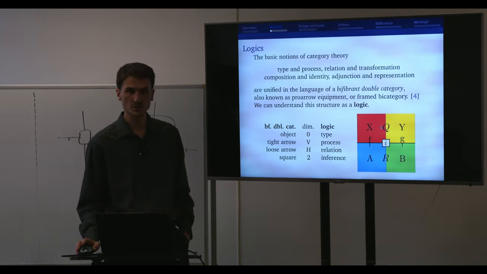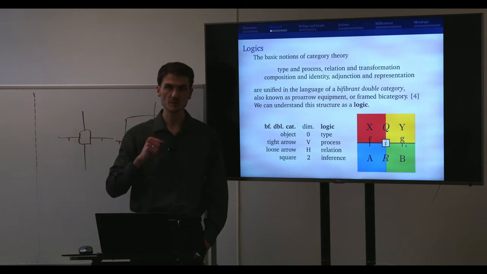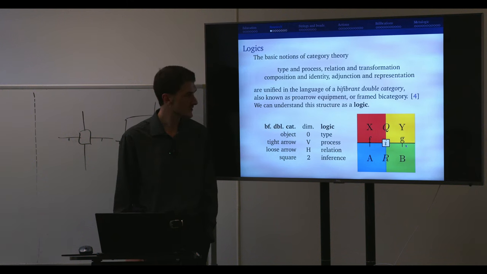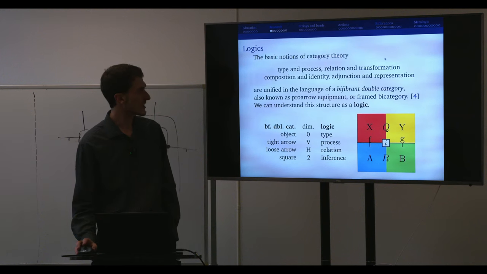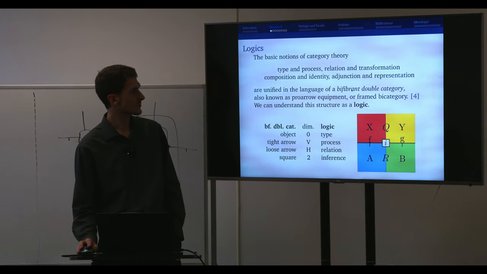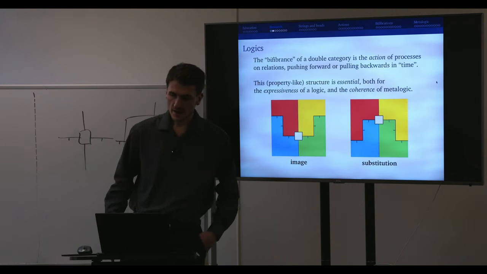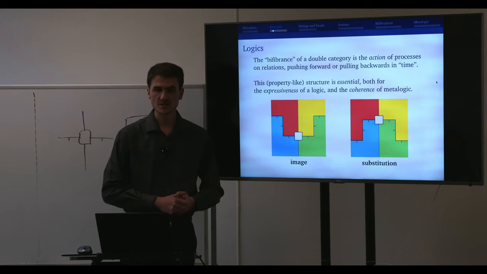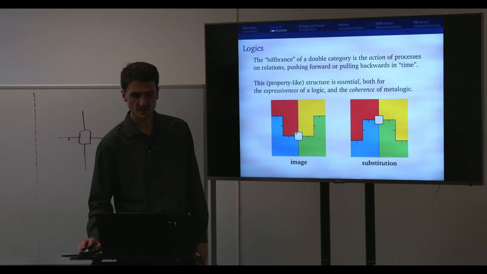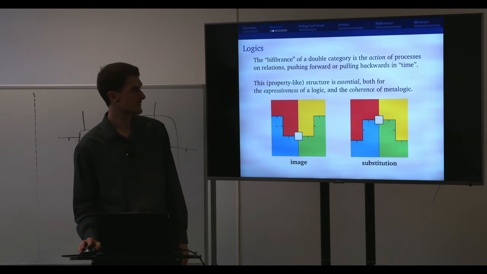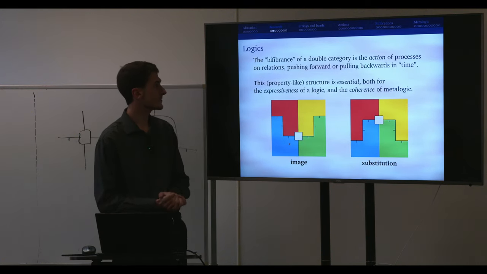And this really does correspond to a logic because you can think of this bar here as an inference rule, the way that people normally draw bars in deductive logic. So notice that we're not talking about general double categories. This adjective bifibrant refers to the notion of representation. And this is the action of processes on relations to push forward or pull backwards in time. So like a function induces a graph or a cograph, a functor induces a dual pair of representable profunctors.